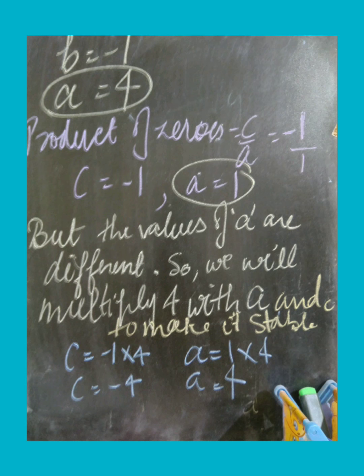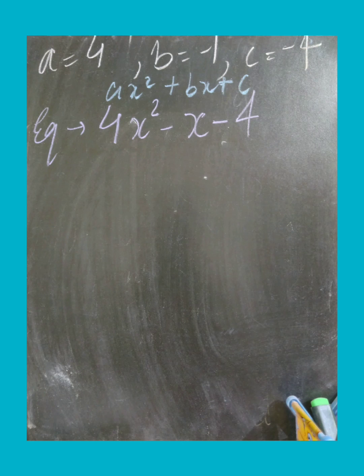But I have got the a value as 4 in the first part. So how can I make it consistent? I will make it consistent by multiplying by 4 in the product. So I will multiply 4 with a and c. So c is equal to minus 1 into 4, a is equal to 1 into 4. So c will be minus 4 and a will be 4. So I have got the values a is equal to 4, b is equal to minus 1, c is equal to minus 4. And we know that a quadratic polynomial can be written as ax square plus bx plus c. So I will write down the values of a, b and c. So I will get 4x square minus x minus 4, and here is our equation.